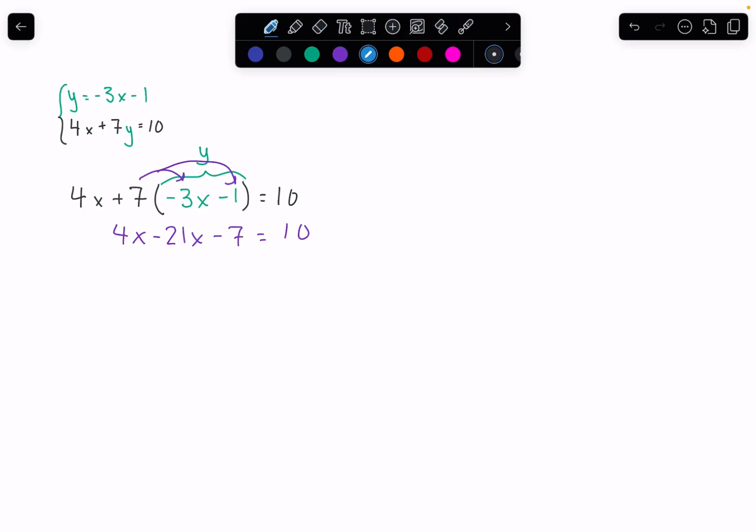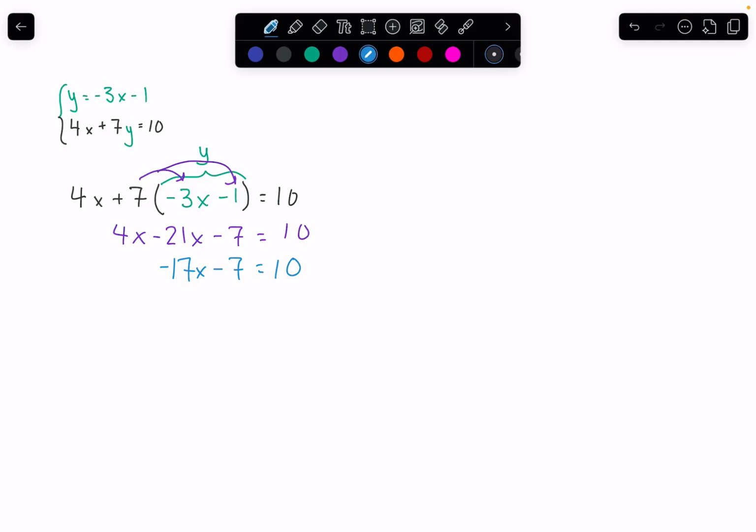All right, the first thing I see is that there's a 4x and a negative 21x. Those are like terms. They're both just piles of x's. We have x negative 21 times and we have x 4 times. And so if we were to add those together, we'd be left with negative 17x minus 7 equals 10. So far, so good. This is getting pretty simple.